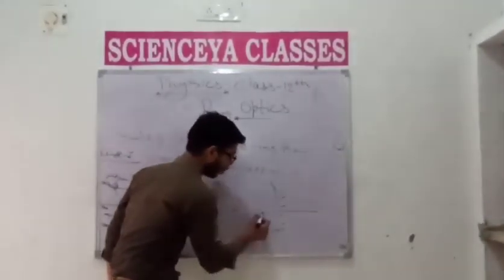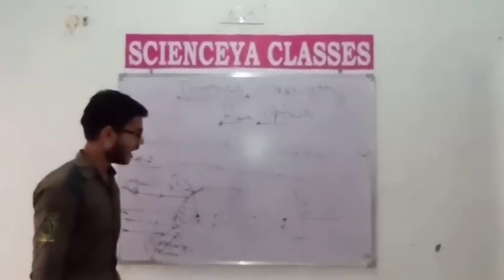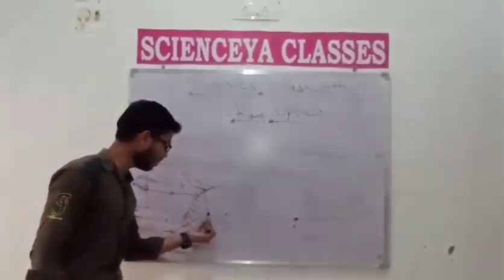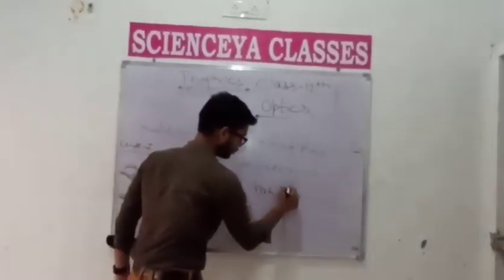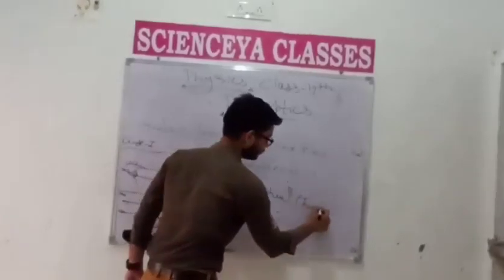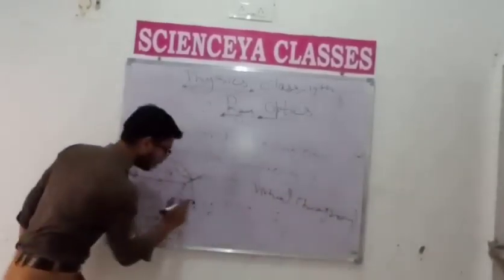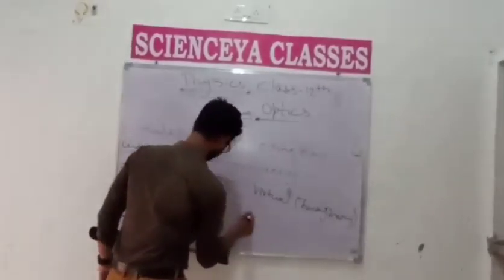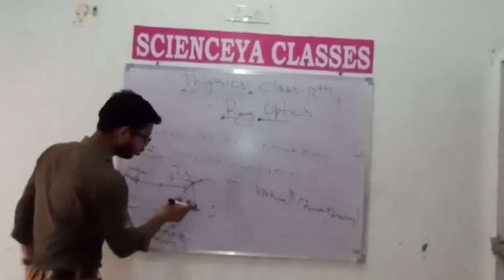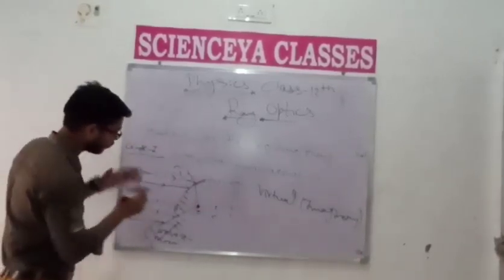the image is formed on the left side at the focus, and it is diminished and real. But student, here the image is not real, it is virtual or imaginary, and student, it is not inverted. Student, it is similar to the object.